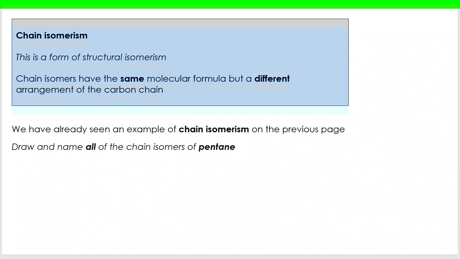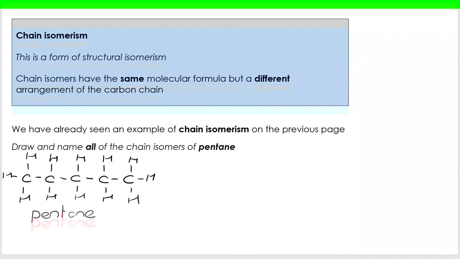Now let's look at chain isomerism. Again, same but different. Same molecular formula, but a different arrangement of the carbon chain. We actually saw this in the example with butane, where we drew butane and methylpropane. Try this now to show all of the different chain isomers of pentane.